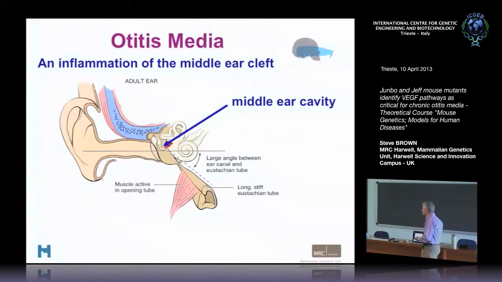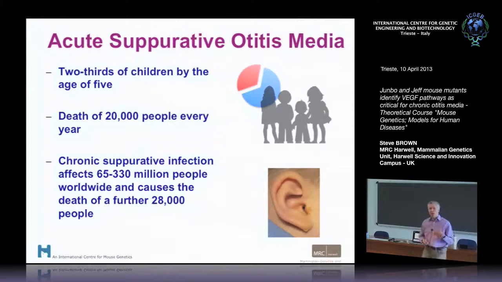Now, there are two really major types of diseases associated with inflammation in the middle ear cavity, which causes hearing loss. The first is acute otitis media, usually of a suppurative state, which is caused by a bacterial infection in the middle ear. Most children by the age of 5 will have had at least one bout of acute otitis media, where they have a bacterial infection in the middle ear.